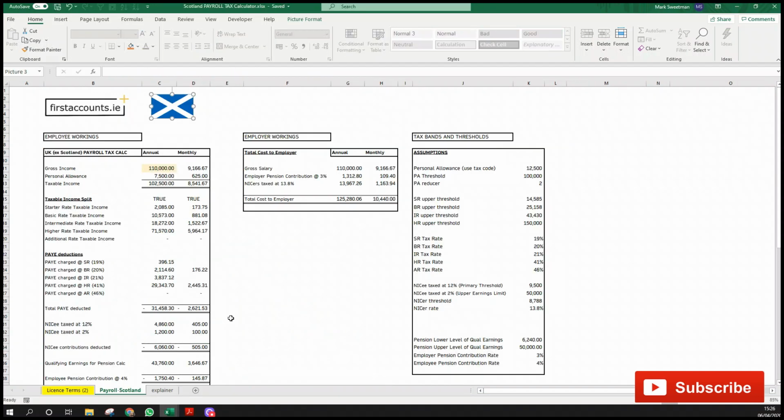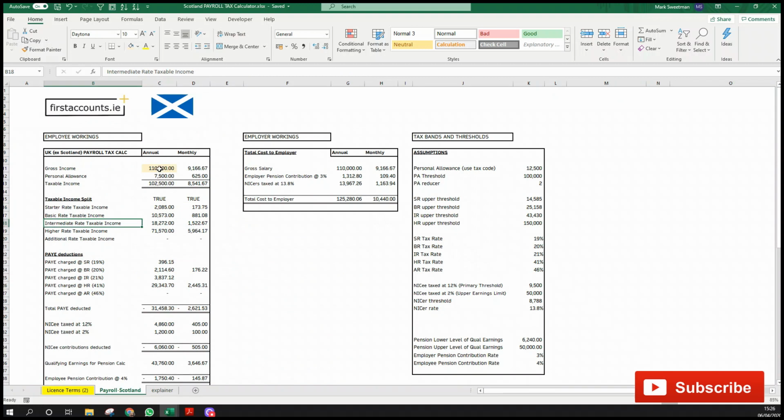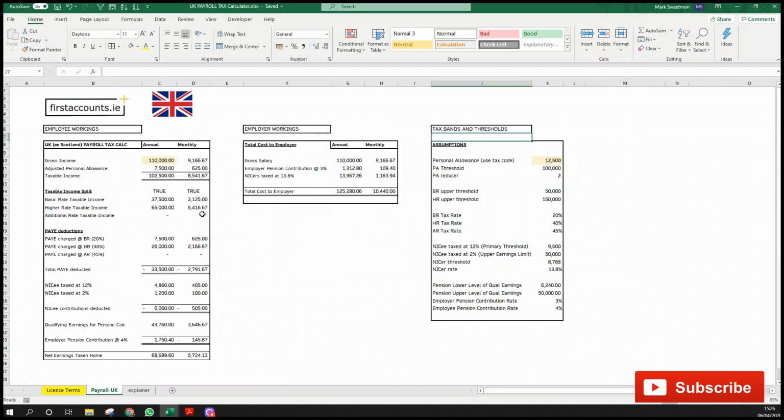And finally, the Scottish payroll has the starter rate added in, the basic rate, intermediate rate. These are all different thresholds. You'll see here that the starter rate is taxed at 19, basic rate at 20, intermediate at 21, higher rate at 41 and the additional rate at 46. So it's less in favour of the richer or higher earning individuals in society. Income between 12.5 and 14.585 is taxed at 19% and so on and so on. So you'll see that someone earning £110,000 in Scotland will take home 70,731, whereas the same individual in the UK is going to take home less, 68,000.